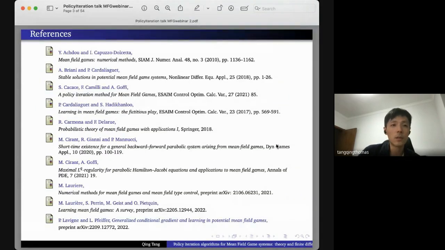So these are the main references. Of course, I cannot list all the relevant references of papers which made very important contributions. For a lot of results, I will just cite the lecture notes of Mathieu Laurière from 2021. It contains a lot of the classical methods and results for the numerical analysis of mean field games.